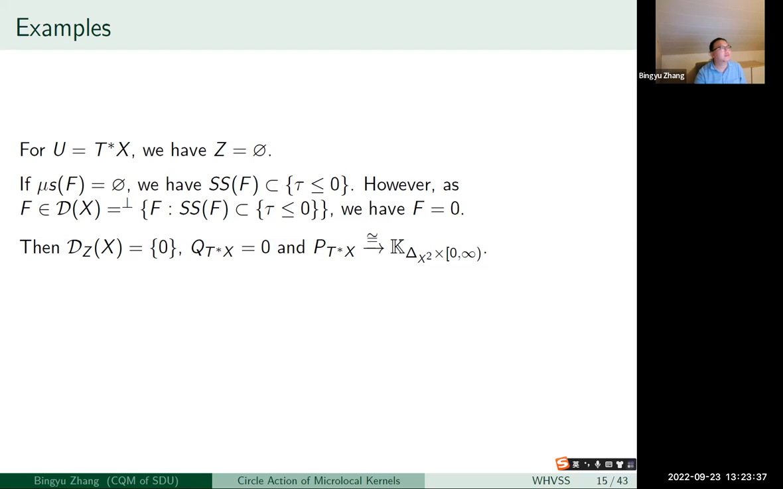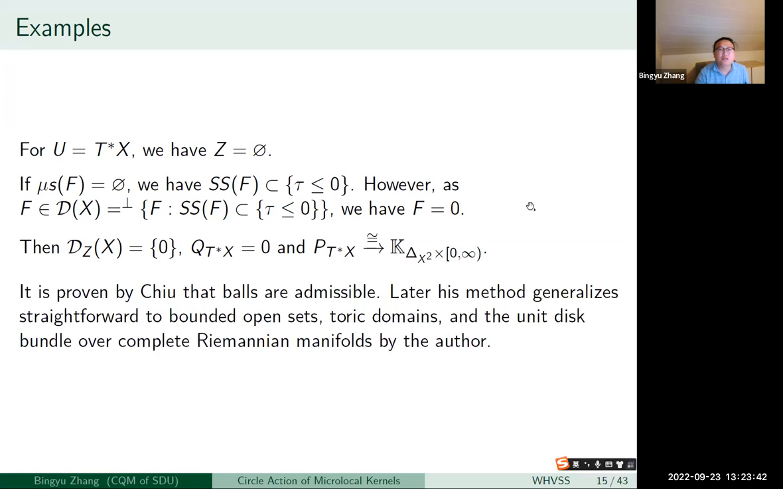Okay, seems that is okay. Well, no question. Okay, and actually, we can prove that many sets are admissible. For example, bounded open sets, toric domains, and unit disk bundles. And the first proof is given by Chiu, but later I realized his method generalizes straightforwardly without any modification to the rest of the cases.